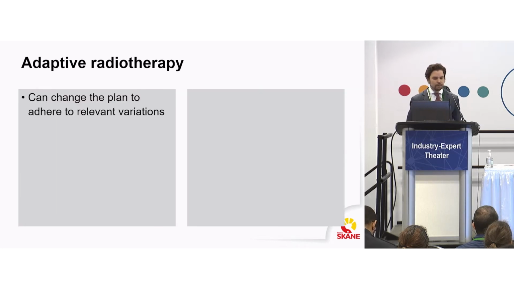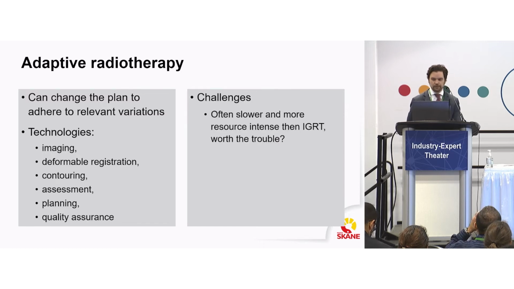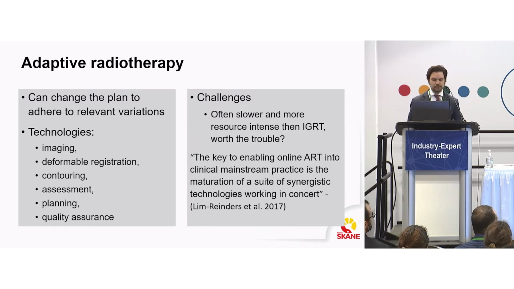So then, can we change the plan to adhere to these relevant variations? Of course, there's a synergy of technologies to adapt. We have image deformable registration, contouring, assessment, planning, and quality assurance to be able to adhere to this. The challenge is, of course, that it's often slower and more resource intense than IGRT, so it must be worth the trouble. To cite another author, the key to enabling online ART into clinical mainstream practice is a suite of synergistic technologies working in concert.